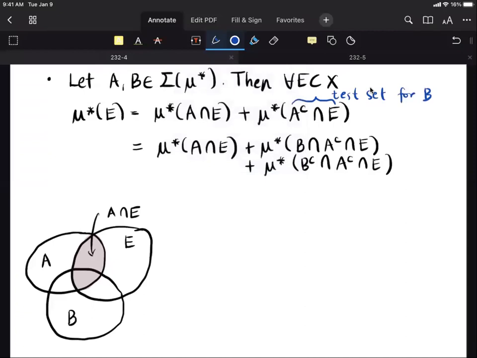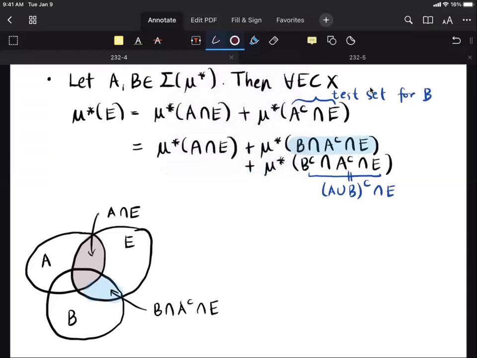Let us investigate the second term, or the third term. So this one is equal to, by De Morgan's law, (A union B) complement intersection E. And how about the second part? If we look at this set, B intersection A complement intersection E, that would be this part. So that region here is B intersection A complement intersection E.